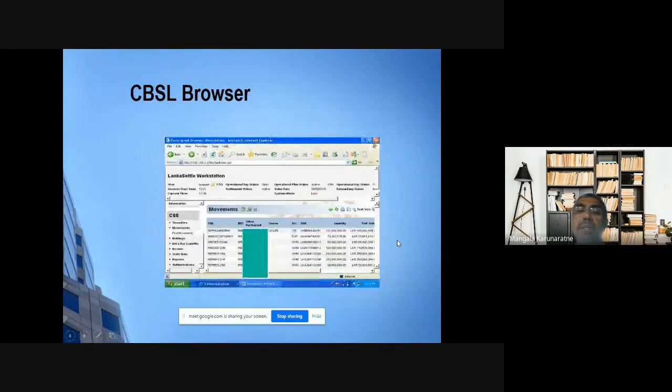Now this is for the security movements. Same thing, all these details can be viewed through the browser. So the browser is really a turning point, in the sense that the introduction of these systems is a real turning point in Sri Lankan payment and settlement systems. So we'll go to the next one.